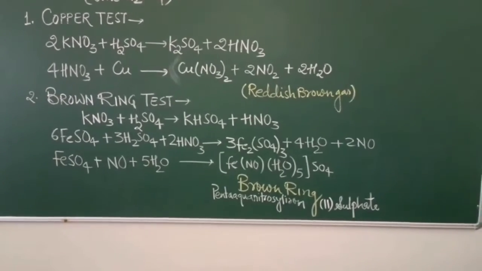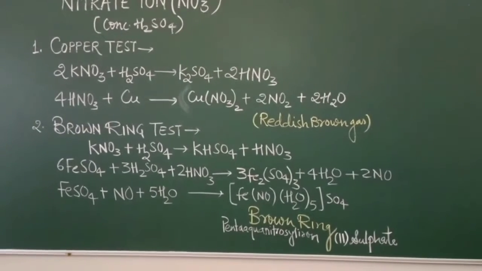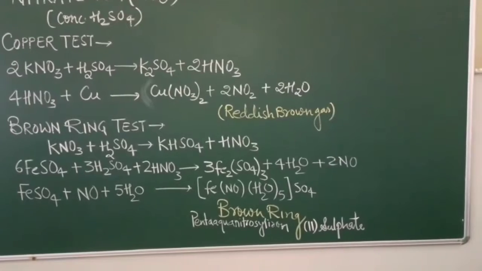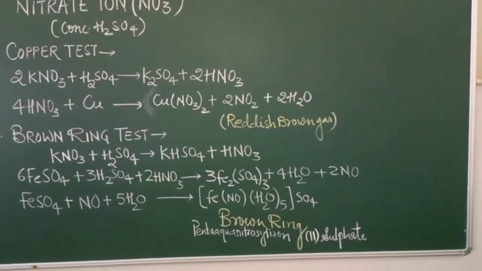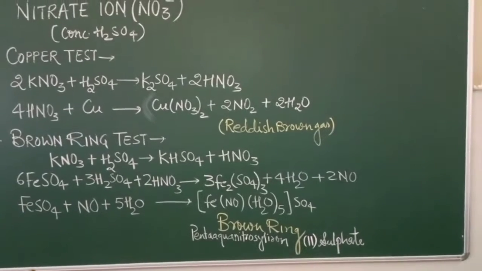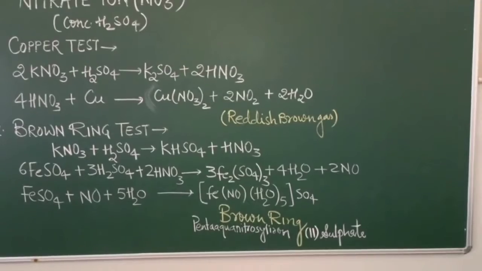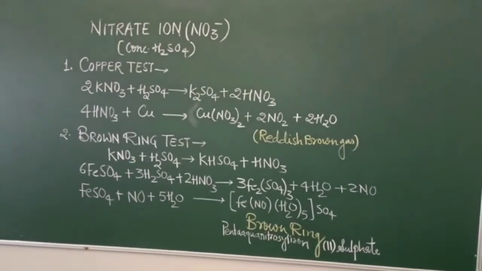And then the brown ring test, which we have performed just now. The formation of the brown ring was due to formation of this coordination compound, which is a complex compound. The formula is [Fe(NO)(H2O)5]SO4. This is a coordination compound whose IUPAC name is pentaaquanitrosyliron(II) sulfate. So this was all about testing of nitrate ion. Thank you everybody.